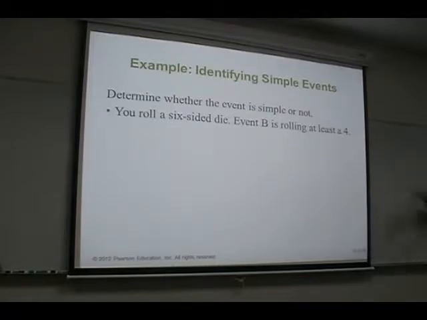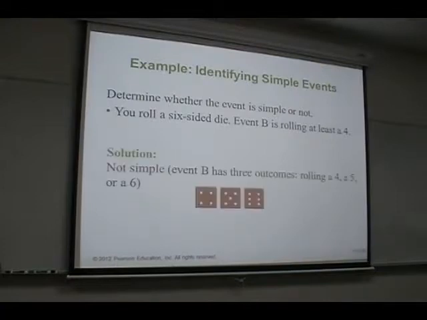On top of the fact that if you actually listed them all out, you would have 3 here, 3 here, 3 here, 3 here, 3 here, and 3 here. So that had a ton of different things that would actually work for them. Okay, so it's not simple because the second outcome has at least a 4, 5, or 6. There are 3 different things that would make that true.